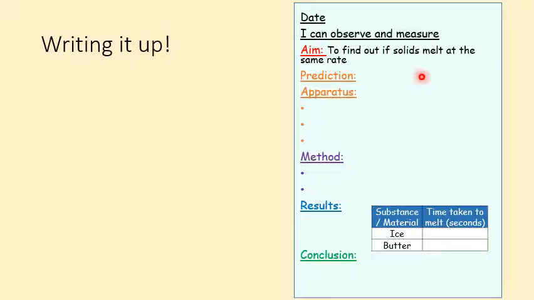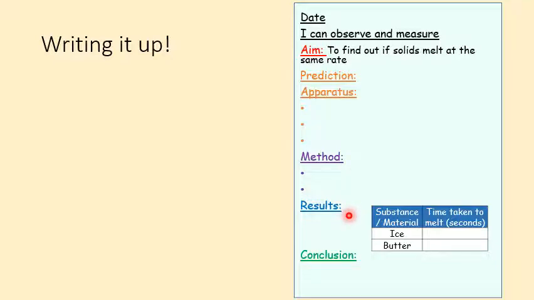It could be anything. Next, you need to record the apparatus you are going to use, such as a saucepan, the materials you're going to melt, and how you're going to time it. Next, you have your method. Now, this is where we say how we're going to make sure it's a fair test. So you need to say what you're going to do and how you are going to make sure that you are conducting a fair test.